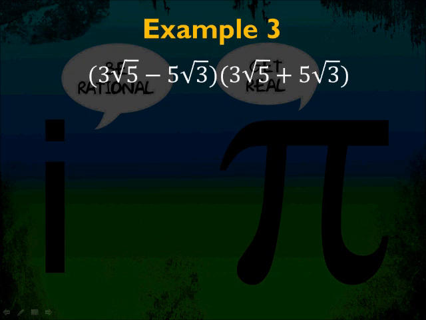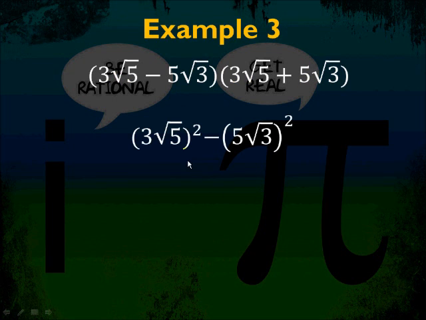Alright, let's move to example 3. We have 3 root 5 minus 5 root 3 times 3 root 5 plus 5 root 3. And again, you can see these are conjugates. A minus b times a plus b. So we can just do an a squared minus b squared.